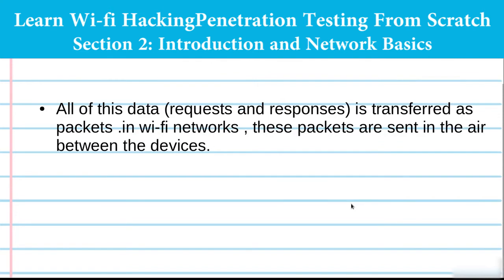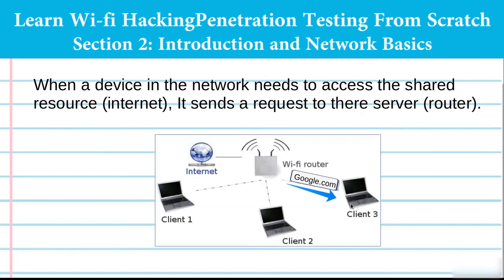Now all of this data, requests and responses, is transferred through packets. You can imagine all these arrows are a number of packets being sent between the clients and the router. In Wi-Fi networks, these packets are sent into the air, so they're broadcasted. If you're within range of these packets, then you can sniff them, capture them, and read them, and you'll be able to see the information in there.